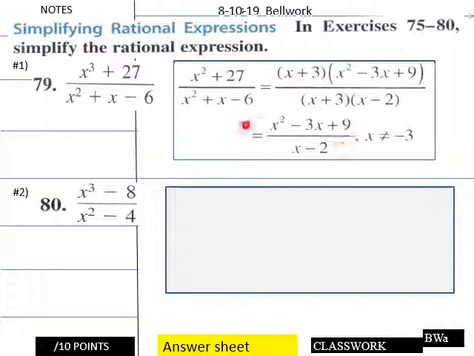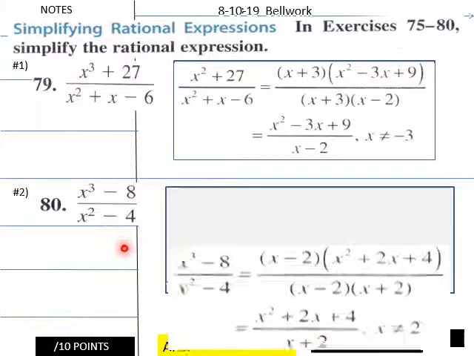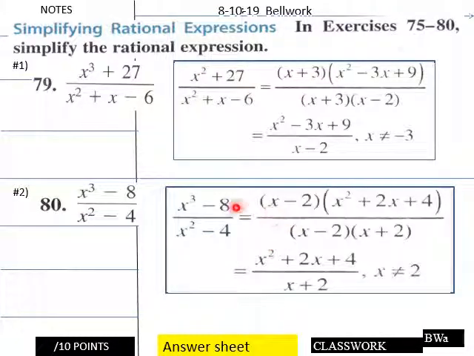And then for down here, x cubed minus 8 over x squared minus 4. You factor out x minus 2 out of your numerator, and you end up with x squared plus 2x plus 4 over x minus 2 times x plus 2. Then these will factor out, and you're left with x squared plus 2x plus 4 over x plus 2. And then x cannot equal 2.